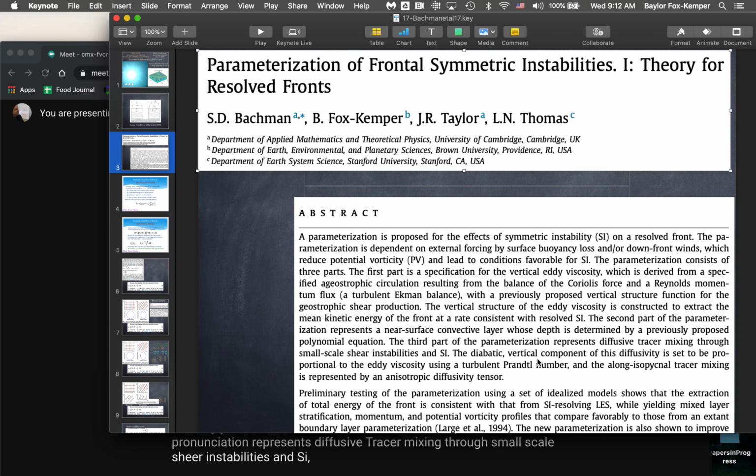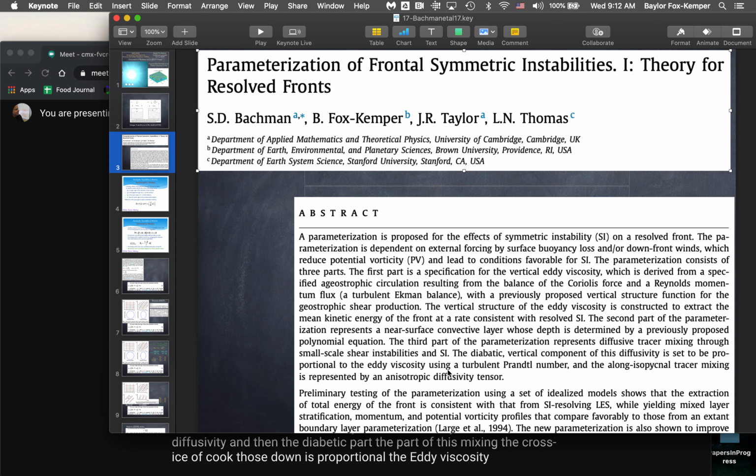The diabatic vertical component of this diffusivity is said to be proportional to the eddy viscosity using a turbulent Prandtl number, and the along isopycnal tracer mixing is represented by an anisotropic diffusivity tensor. So the anisotropic diffusivity is kind of similar to what we talked about for the mixed layer eddy case, except that there we had a stream function of diffusivity. Here we just have the diffusivity. And then the diabatic part, the part that's mixing across isopycnals, is proportional to the eddy viscosity.